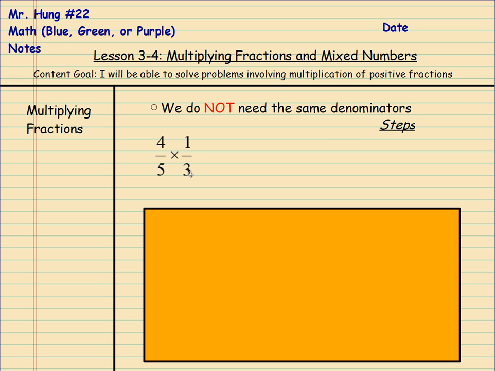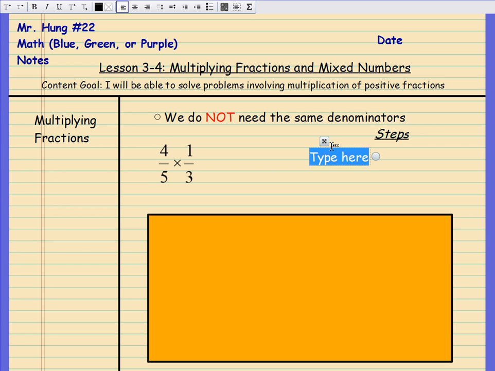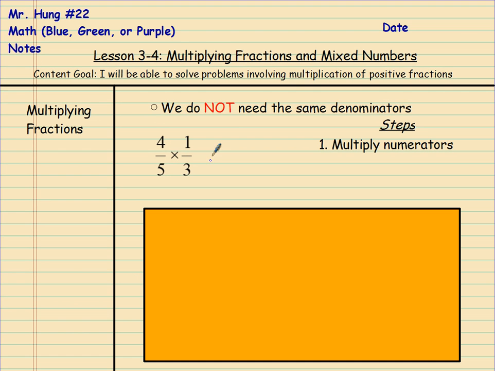Now let's take a look at this problem. We have 4/5 times 1/3. The denominators are different, but because it's a multiplication problem, we don't care. Now let's go over the steps really quickly. First step, multiply numerators. 4 times 1 is 4.